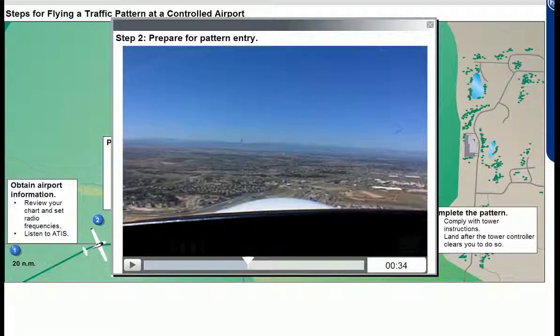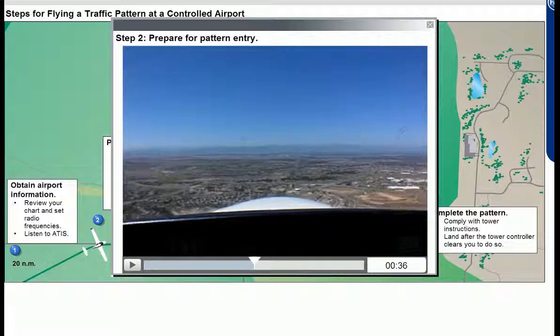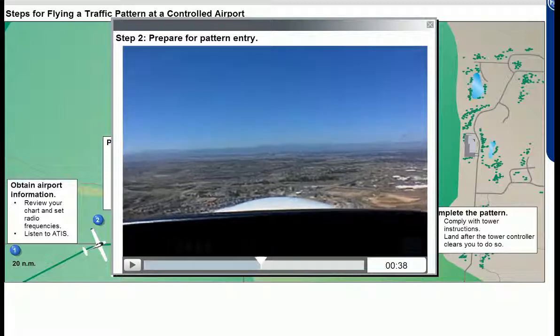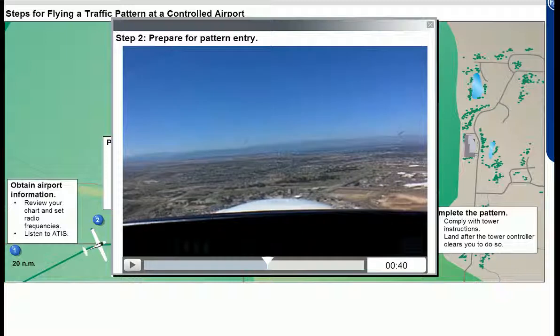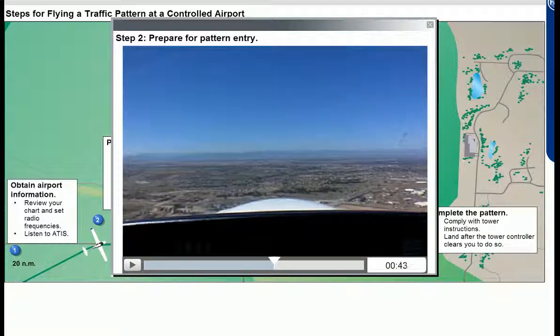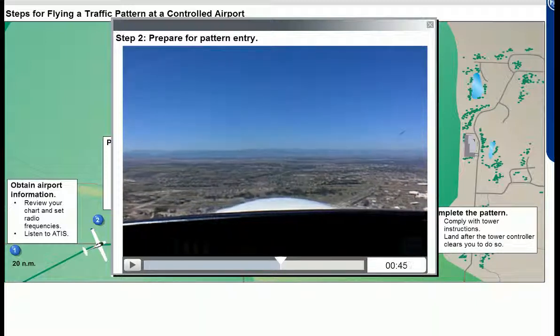Go ahead and visualize how you're going to enter the pattern. We're going to be entering that left base over the corner of Parker and Arapahoe. And I'm going to go ahead and perform a before landing briefing to review all the elements we need to know as we get close to the airport.